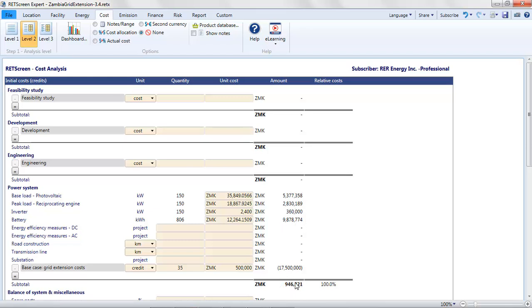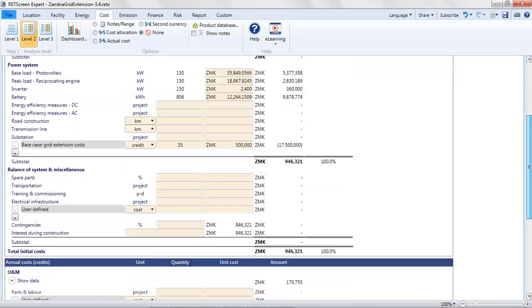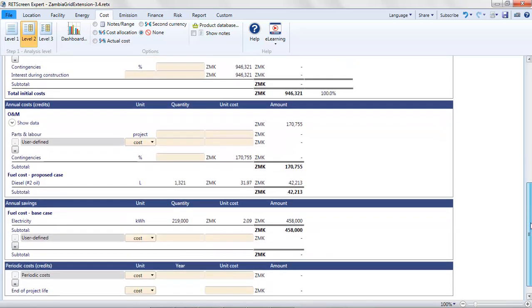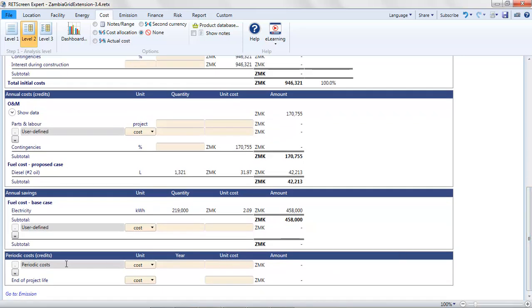So the net incremental cost, the initial cost of the photovoltaic plus battery plus genset system, is just under 1 million kwacha. The other thing we had to include here, and we can just verify that indeed the operating and maintenance costs, as well as the fuel costs and the electricity costs, are all included here. But the periodic costs of battery replacement in the proposed case are not yet there.